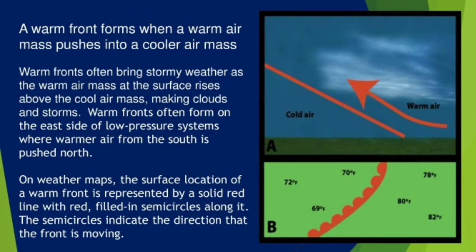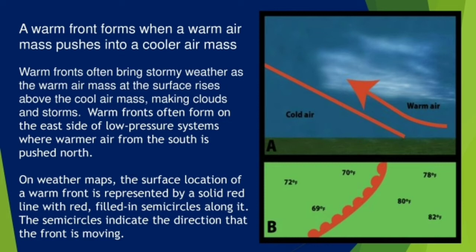A warm front forms when a warm air mass pushes into a colder air mass, shown in the image. Warm fronts often bring stormy weather as the warm air mass at the surface rises above the cold air mass, making clouds and storms. Warm fronts move slower than cold fronts because it is more difficult for the warm air to push the cold, dense air across the Earth's surface.